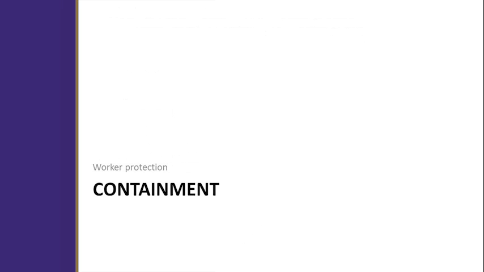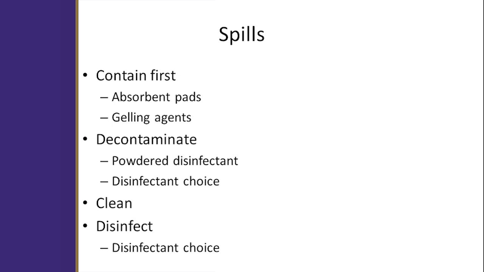Moving on to containment. Okay, from a worker protection standpoint, this is one of your bigger concerns, right? It's all about elimination of the source or minimizing exposure to the source, which is the best way in that hierarchy of controls. The biggest source that we worry about is going to be spills. Okay? First rule about spills is contain first. You want to use absorbent pads, gelling agents, something to put on that spill to contain it, so that it doesn't move into other places, it's not tracked, and doesn't get on other material.